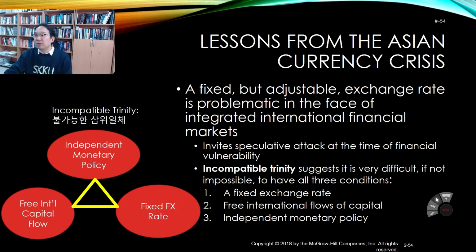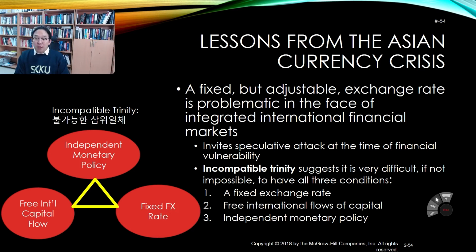A lesson from the Asian currency crisis: a fixed but adjustable exchange rate is problematic in the face of an integrated international financial market. It invites a speculative attack at the time of financial vulnerability, and we say there's an incompatible trinity. It suggests that it is very difficult, if not impossible, to have all three conditions satisfied. You have to forego at least one of these three. What are those three things? Independent monetary policy in your country, free international capital flow, or a fixed FX rate for your currency. You cannot have it all.